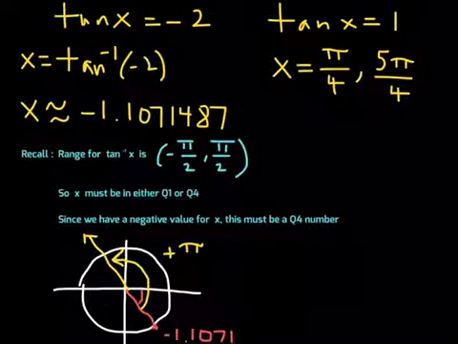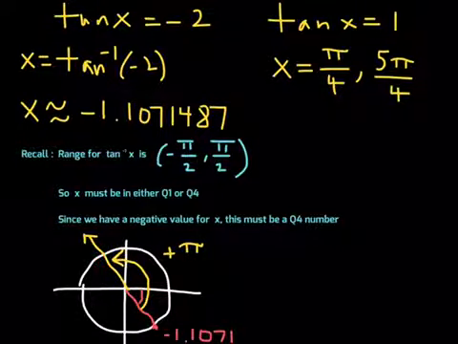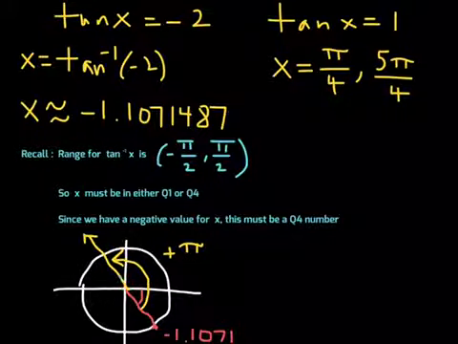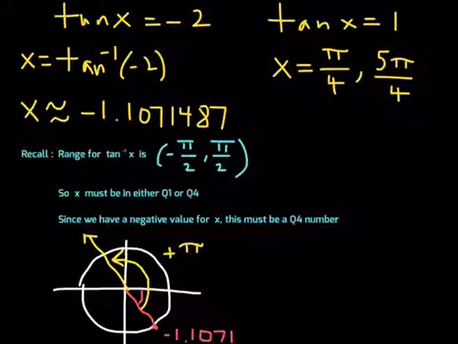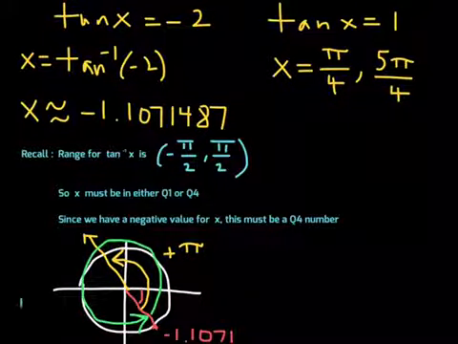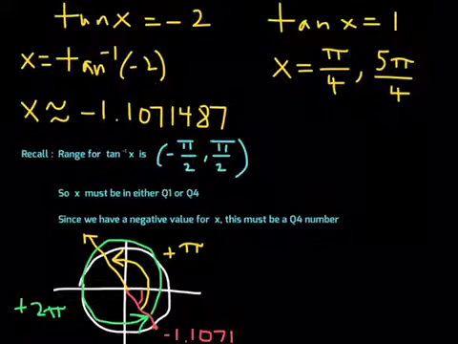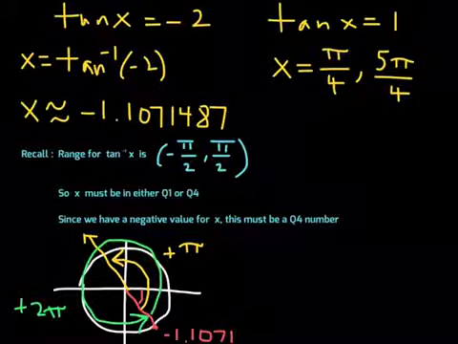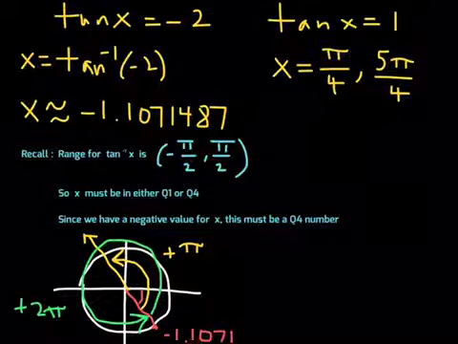So we're finding our answer in quadrant 2 right here by just adding pi to negative 1.1, right? That'll give us our answer in quadrant 2. We're about to do that now. The answer in quadrant 4 can be found if we start at this value that we have for x and add 2 pi, right? If we add 2 pi, it would give us the answer in quadrant 4. That is basically coterminal with negative 1.1071.